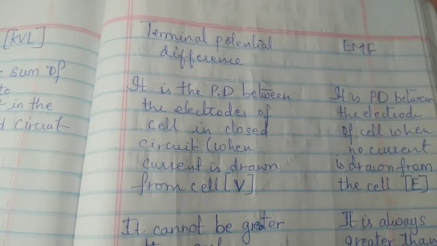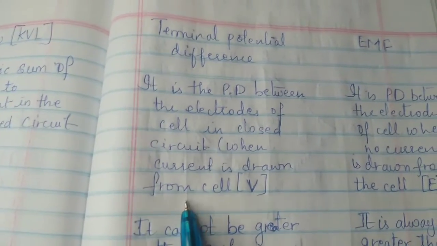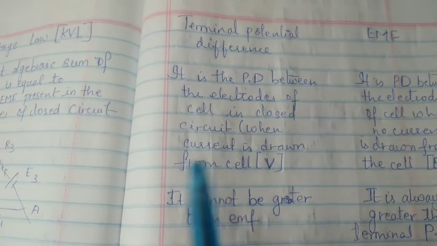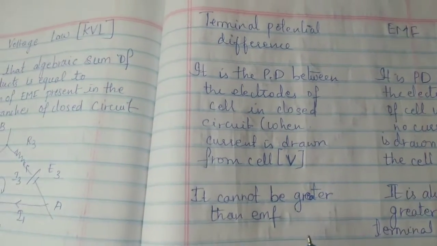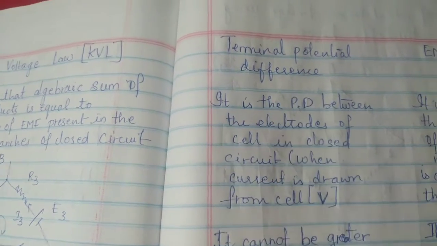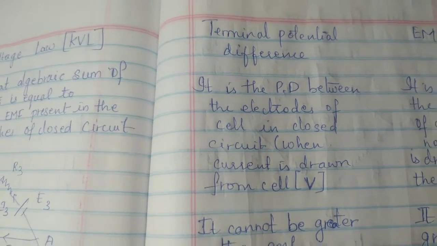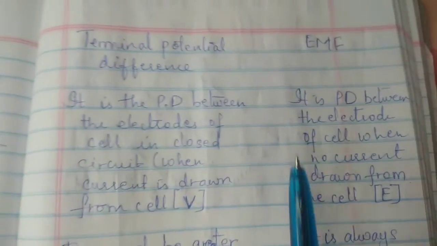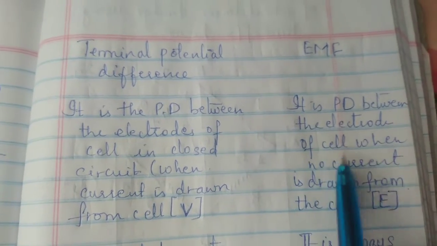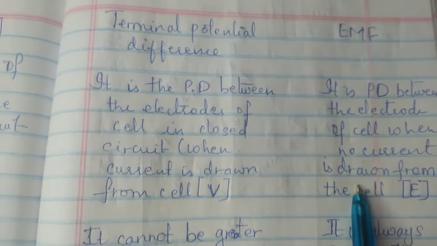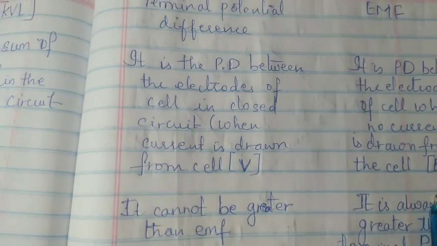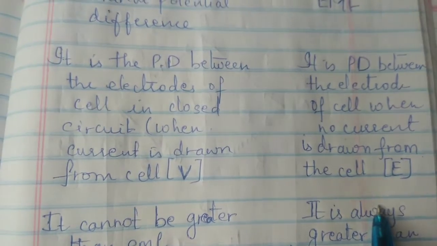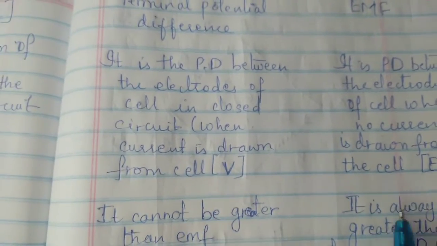And a very important difference between a terminal potential difference and EMF. Many of us get confused between these. Actually, it can be very clearly understood by these two points. Let us start. Terminal potential difference is the potential difference between the electrodes, in a closed circuit. The one word that makes a difference there is closed circuit. Whereas the EMF is also the potential difference between the electrodes of the cell, but in the open circuit. What do we mean by closed circuit and open circuit? A closed circuit is one where the current is drawn from the cell, whereas in an open circuit, no current is drawn from the cell. That is the first and foremost difference to be known.